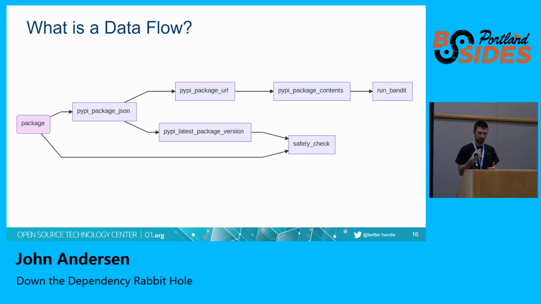And so then we extract the URL, we extract the version, we download the package contents, and we're running Bandit, which is like a tool that does source code analysis to look for things like SQL injections and stuff in your Python code. And then we also run this other tool called Safety, which goes and checks for open CVEs or known vulnerabilities in packages.